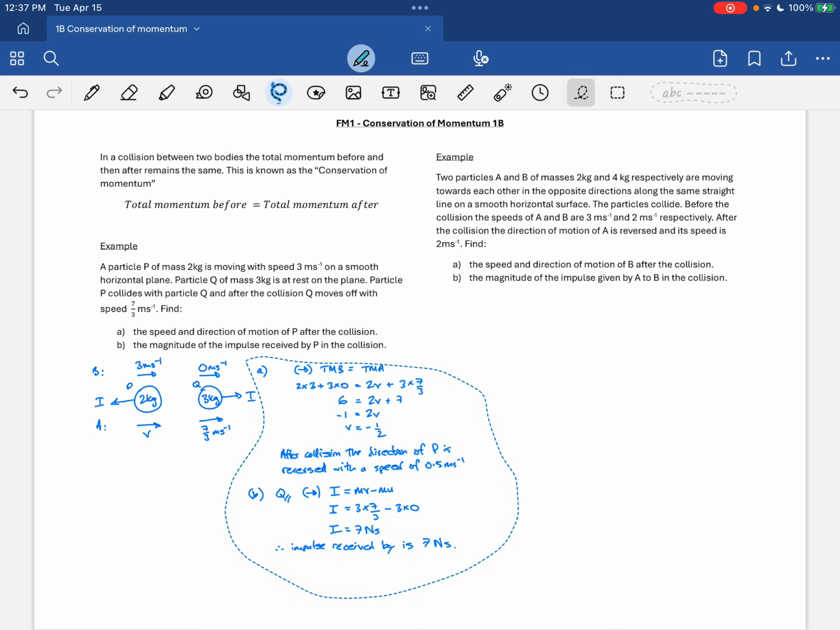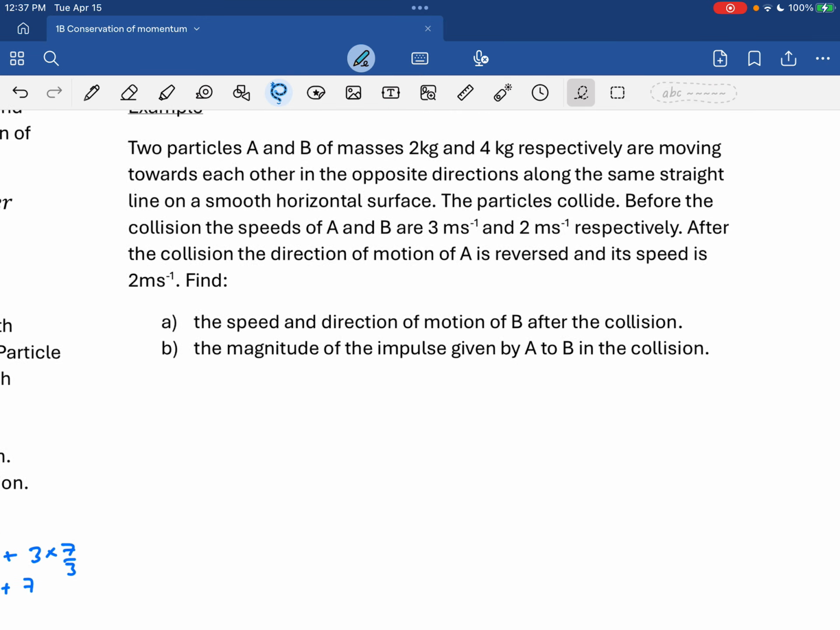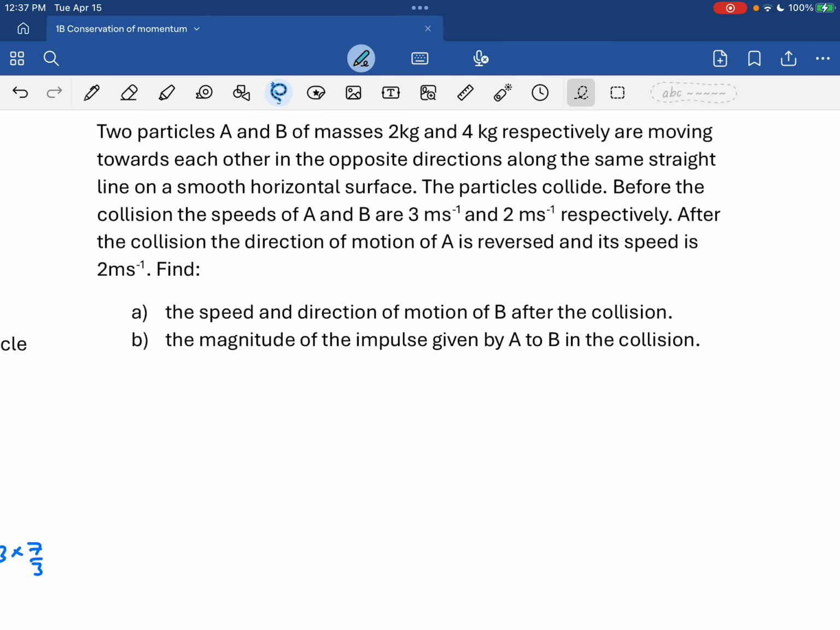Going to look at the next question. Give myself a bit of space there. So we have two particles, A and B, of masses 2 kilograms and 4 kilograms. They're moving towards each other in opposite directions along the same straight line on a smooth horizontal surface. They collide, and you're told the speeds before the collision, and then after the collision, you know that A is then moving in the opposite direction. Its direction is reversed, and its speed is 2 meters per second.